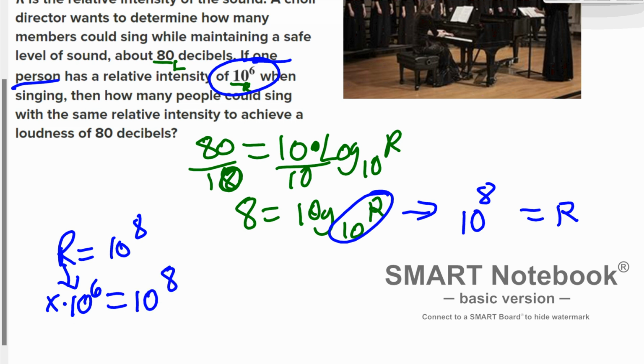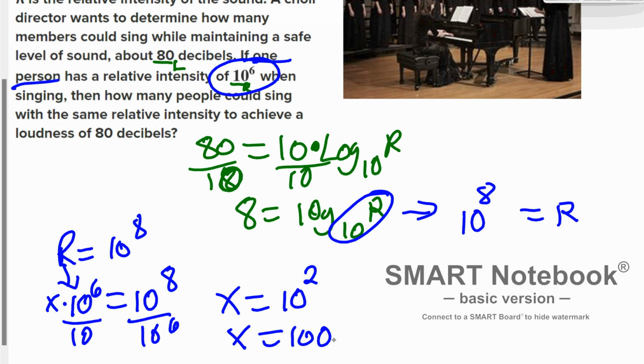So if we just divide, we can solve for x. And remember, when we divide by the same base, we subtract exponents. So x would equal 10 to the 8 minus 6, that is 10 to the 2, and that would be 100. And so that's how many people we can have that would reach a level of 80 decibels.